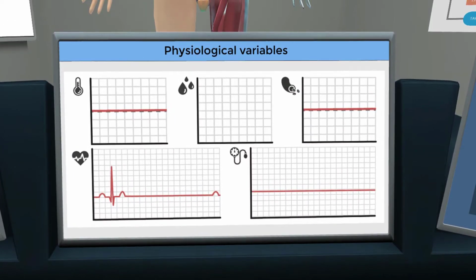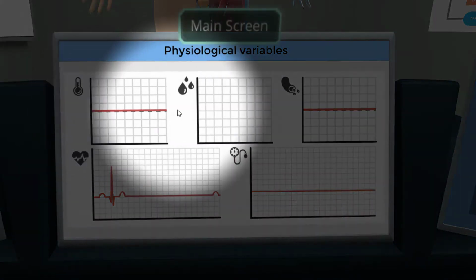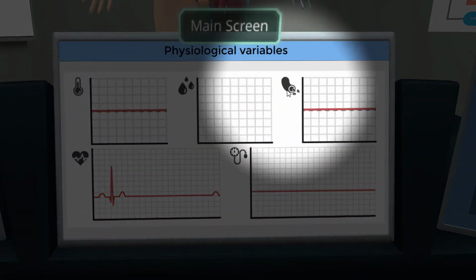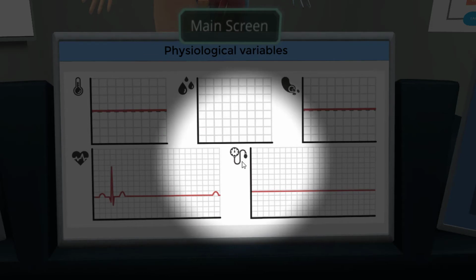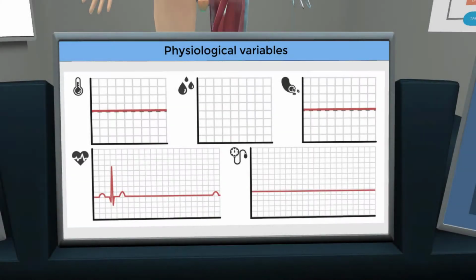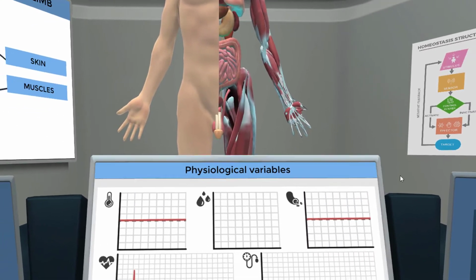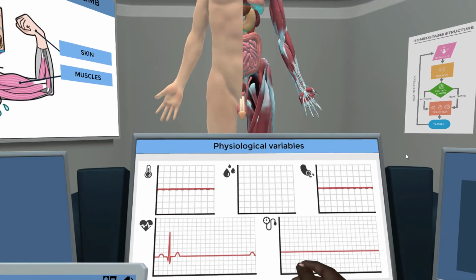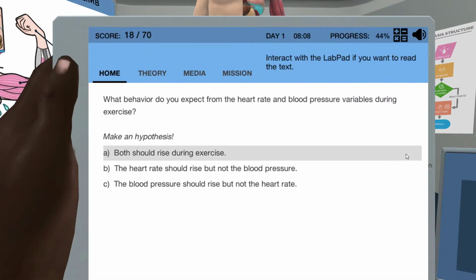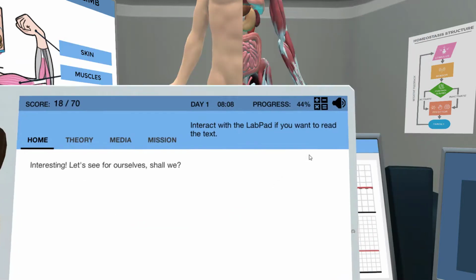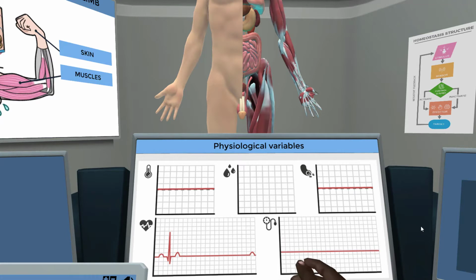We now have on our screen, from top left, body temperature, amount of sweat, blood vessel diameter, heart rate, blood pressure. We will now disrupt the current balance by asking Phineas to do moderate exercise. Take a look at the new variables and their current behavior. What behavior do you expect from the heart rate and blood pressure variables during exercise? Interesting. Let's see for ourselves, shall we?